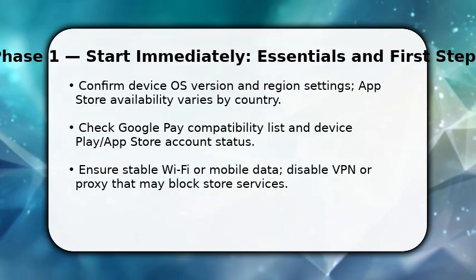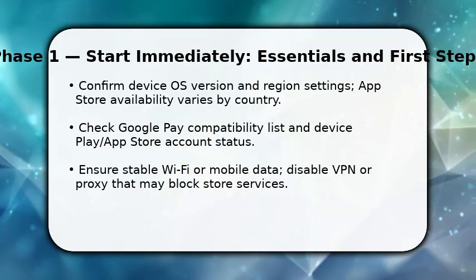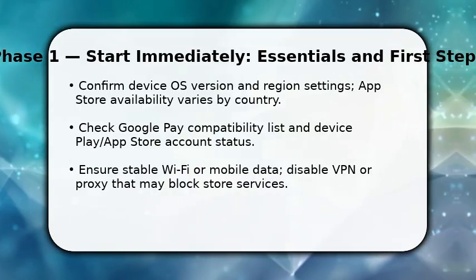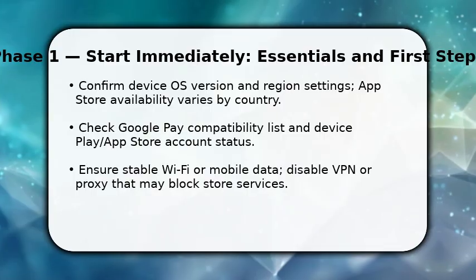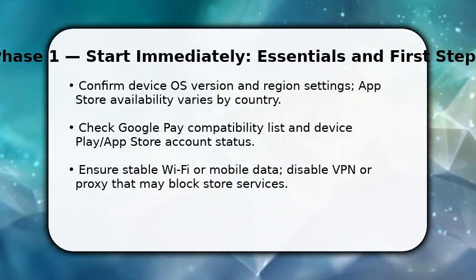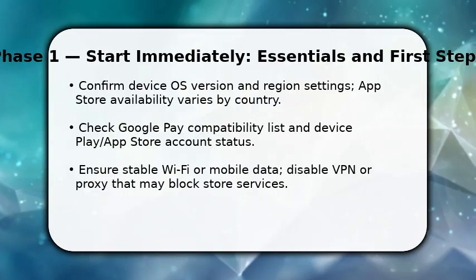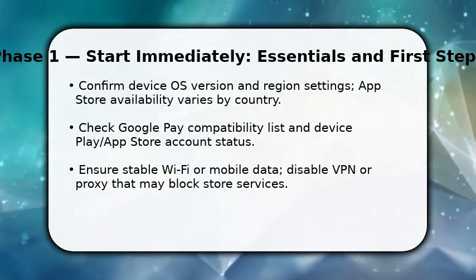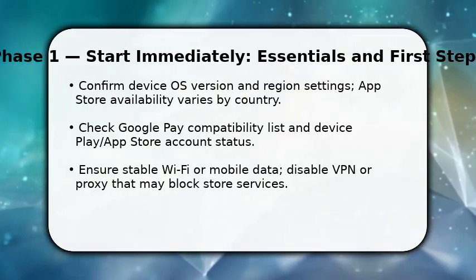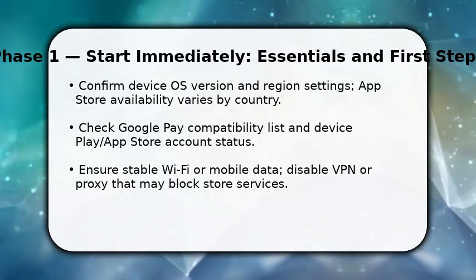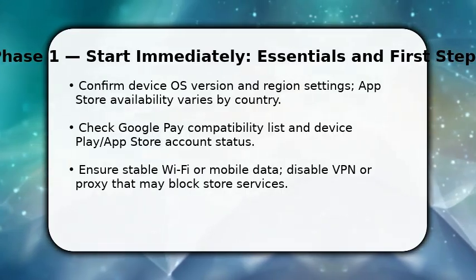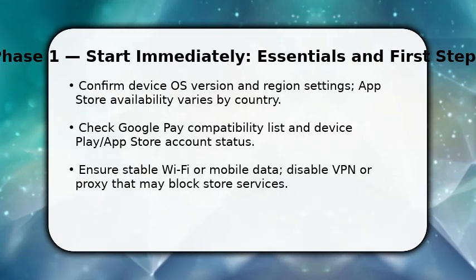You start by confirming prerequisites so you don't chase symptoms. Check your device OS version and region. The store filters apps by country. Sign into the correct store account and verify Google Pay is supported for your device. Once done, disable VPN or proxy because network routing can hide country data and block listings. Make sure you have stable Wi-Fi or cellular data, then force close the App Store and reopen it to begin the next steps.